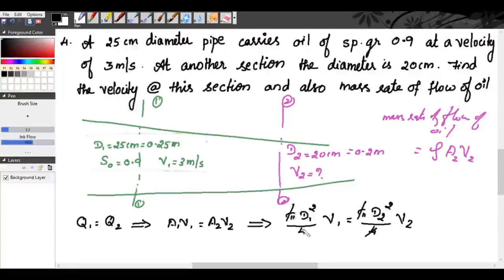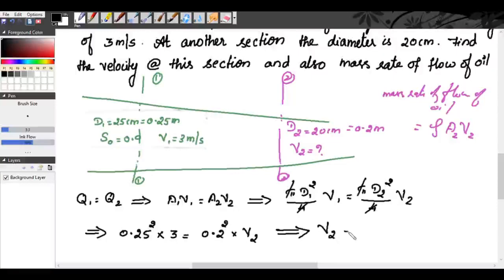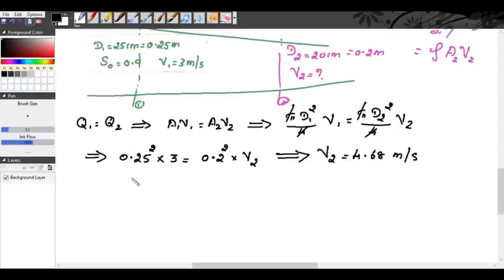We can cancel pi by 4. What we get is D1 square, that is 0.25 square into V1, which is 3, is equal to D2, which is 0.2 square into V2. So the only unknown is V2. We get V2 is equal to 4.68 meter per second.